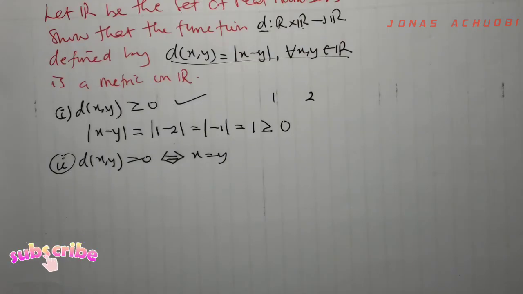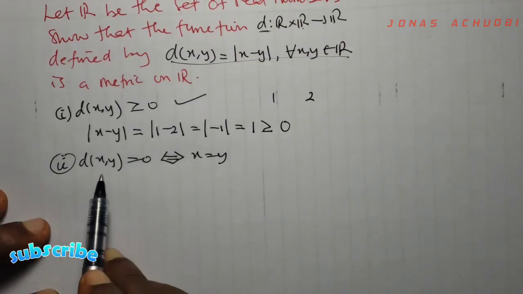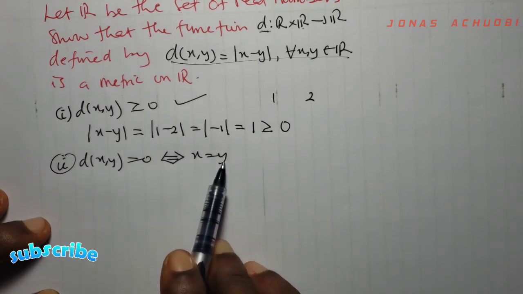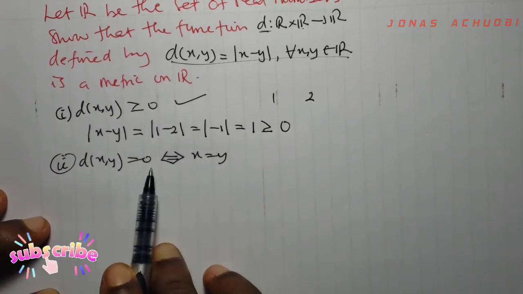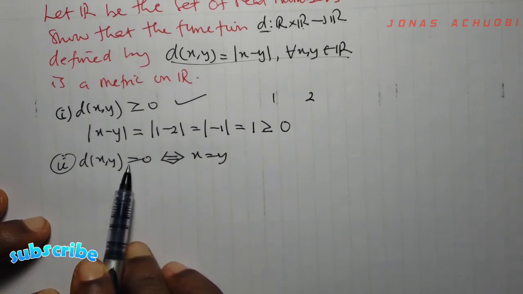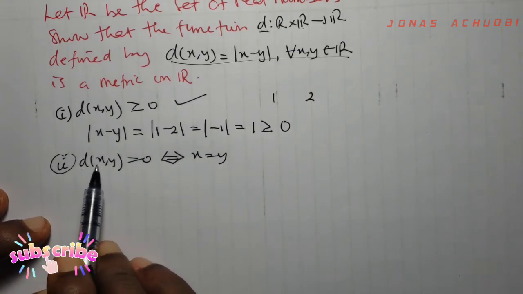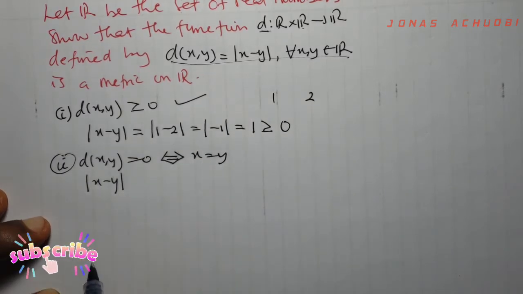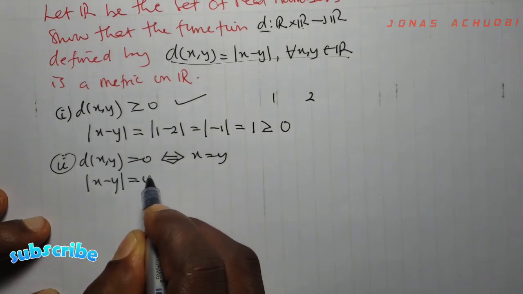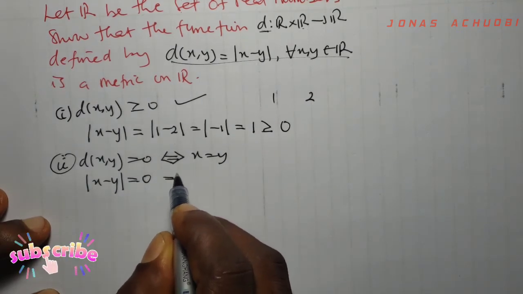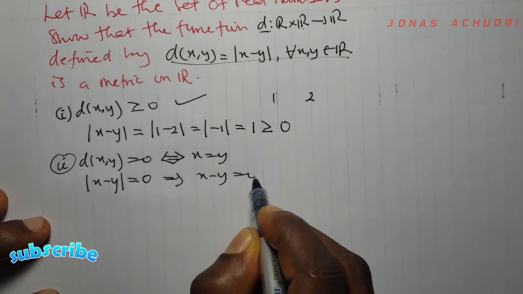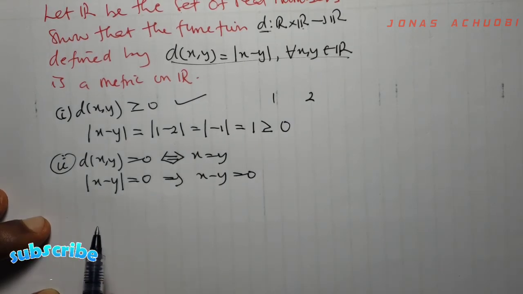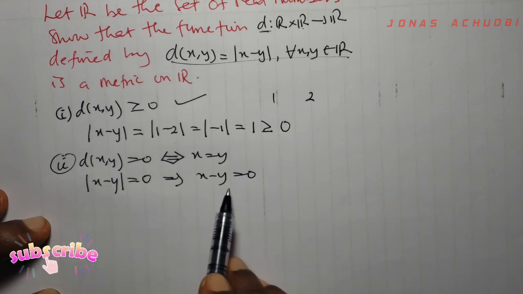The second condition requires that the distance between x and y is 0 if and only if x and y are equal. Now, what is the distance between x and y as defined here? It is the absolute value of x minus y. If this absolute value is 0, it will imply that x minus y is 0, because the absolute value of a number is 0 only if the number itself is 0.